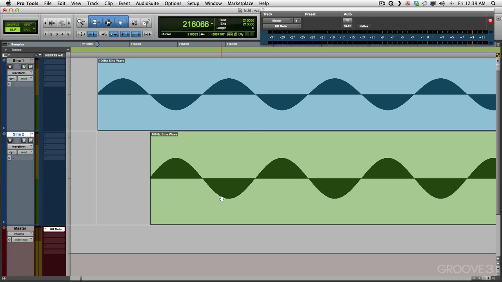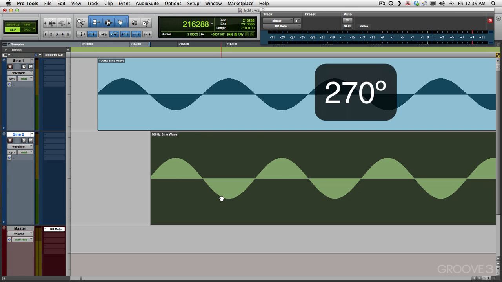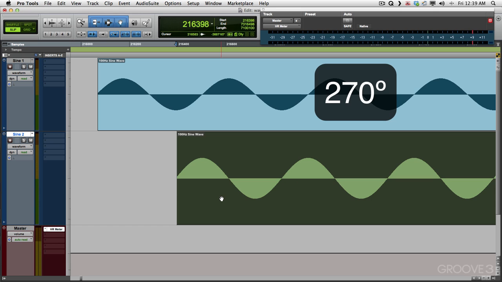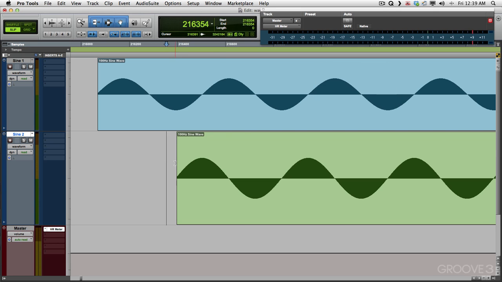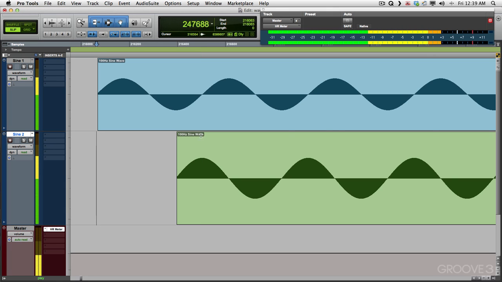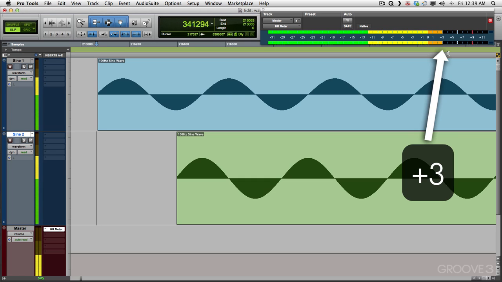If we shift it even further, to 270 degrees, it's very similar to 90 degrees. Again, the 0 point meets the lowest point, 0 here meets the highest point. So again, it should cancel out, but not fully. Again, it's +3. So half the signal is being canceled.